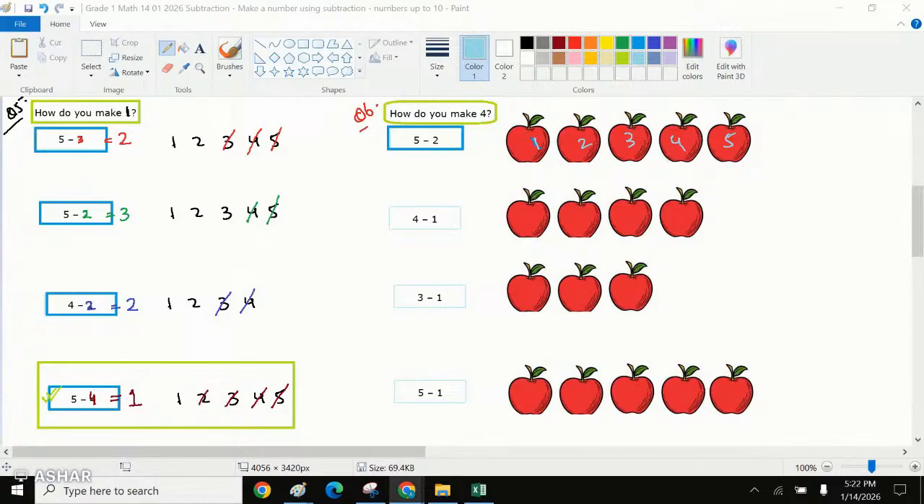So if we have 5 minus 2 and we remove 2 out of these, how many would we be left with? We would be left with 3, right? The next one is 4 minus 1, right? 4 minus 1. So out of these 4, if we remove 1, what should we be left with?